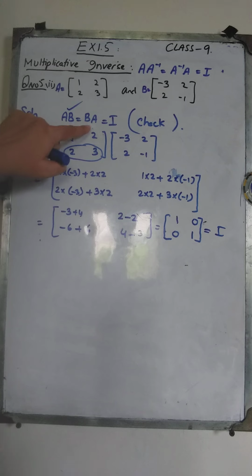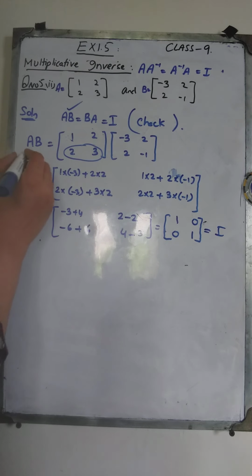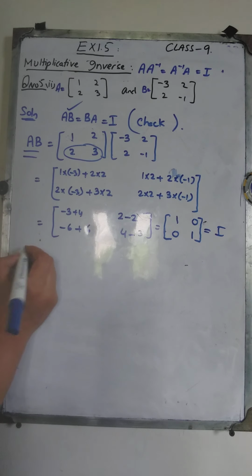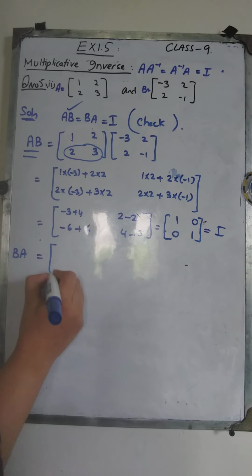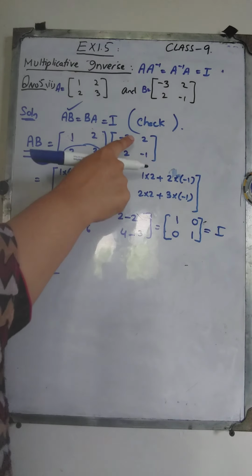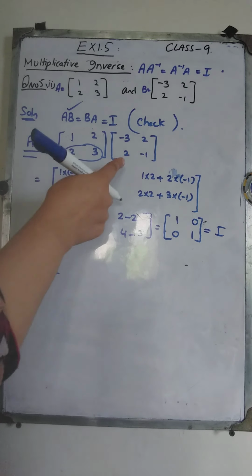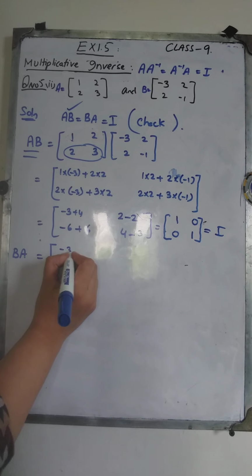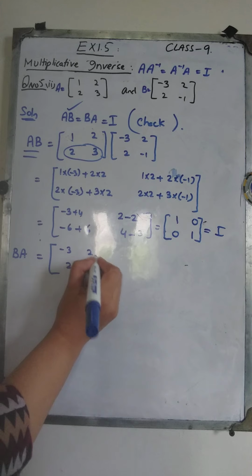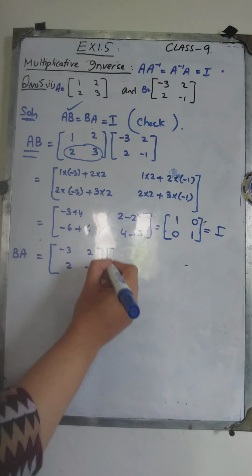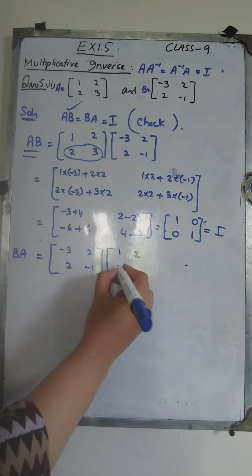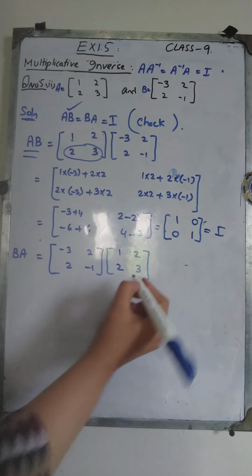We are going to check the second also. Both these should be equal to one another and they both should be equal to the identity matrix. So AB is equal to I. Now we calculate B into A. To calculate B into A, we first put the second matrix first and the first matrix in the second position. So it will be -3, 2, 2, -1 into 1, 2, 2 and 3.